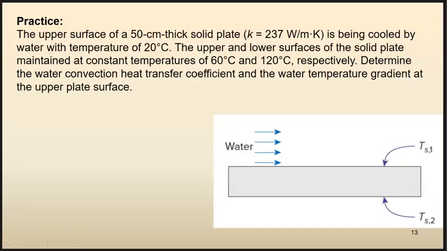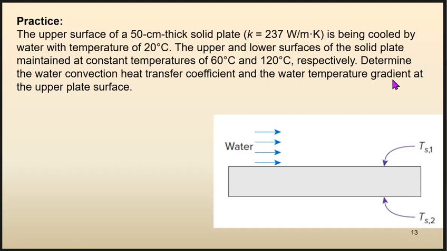Hello, everyone. So first of all, I want to go over the last practice problem that I assigned you last week. The upper surface of a 15 centimeter thick solid plate with a conductivity of 237 watt per meter Kelvin is being cooled by water with a temperature of 20 degrees Celsius. The upper and lower surfaces of the solid plate are at 60 and 120 degrees Celsius respectively. What is the water convection transfer coefficient and water temperature gradient at the upper plate surface?